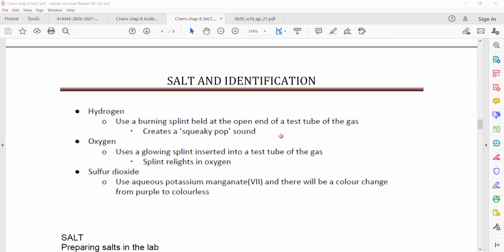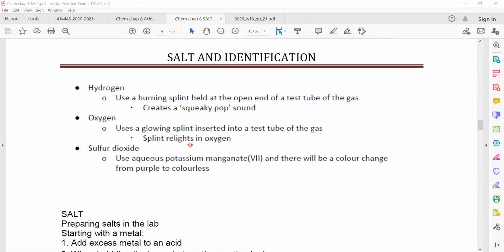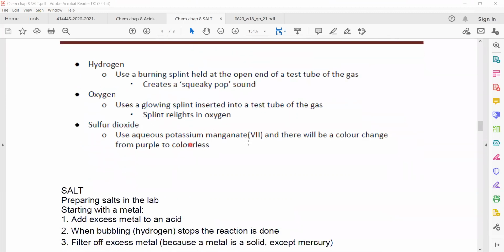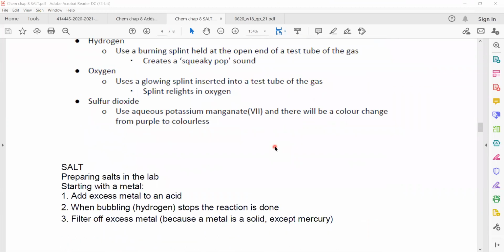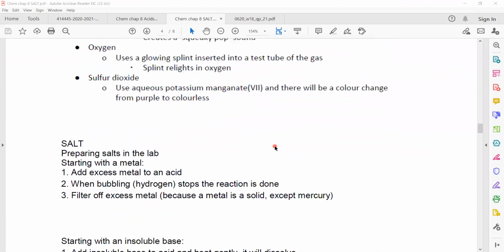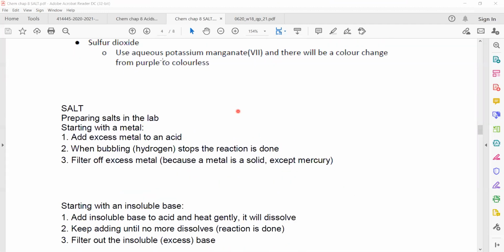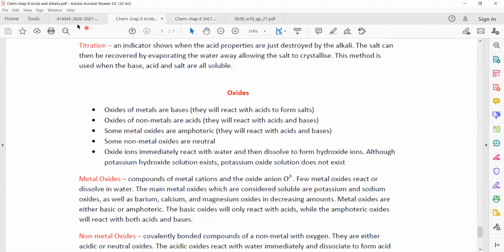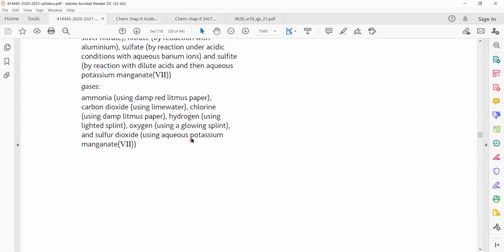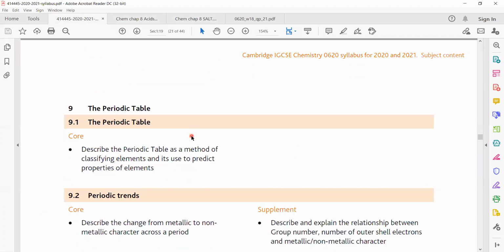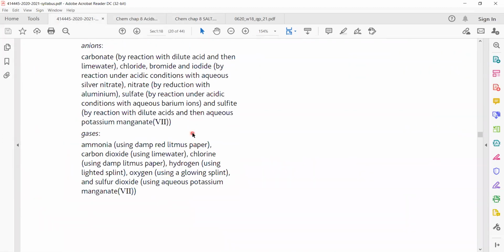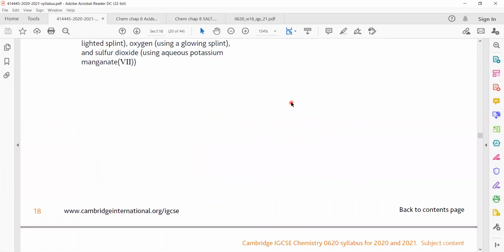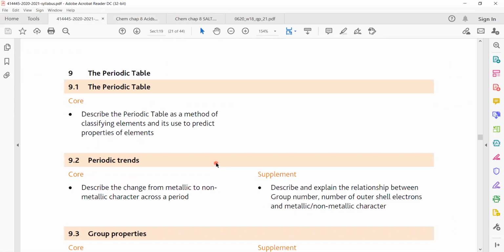Hydrogen, it pops with a lighted splint. Oxygen, a glowing splint will relight. And sulfur dioxide will decolorize potassium manganate 7. So this was topic 8. Then topic 9 is about the periodic table.